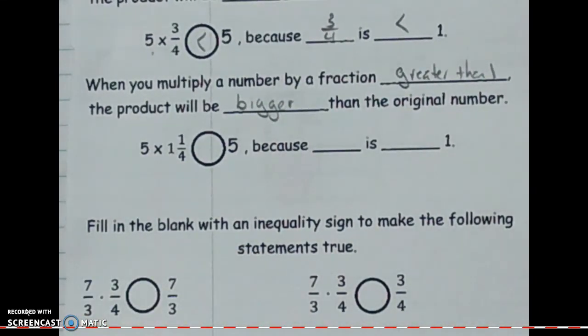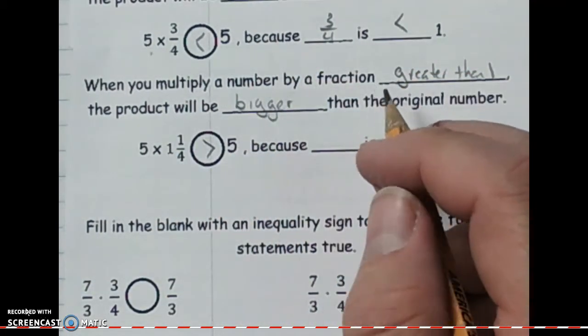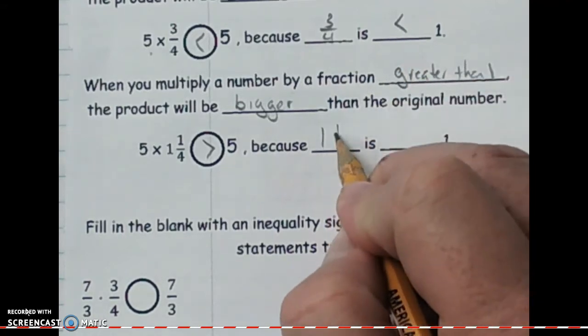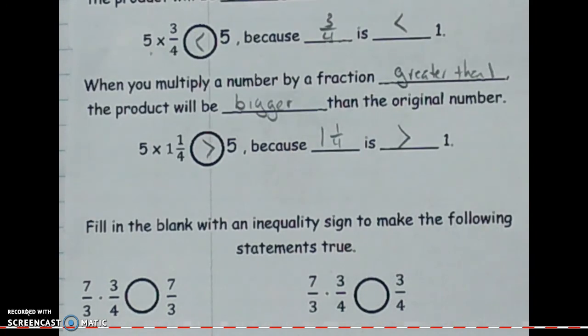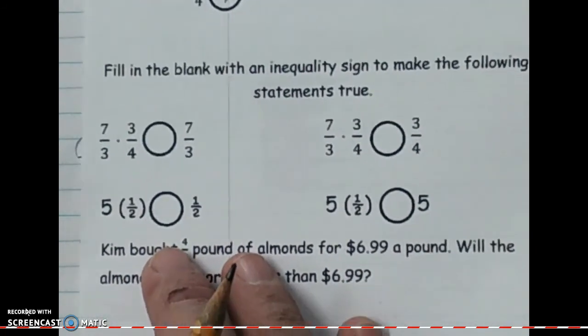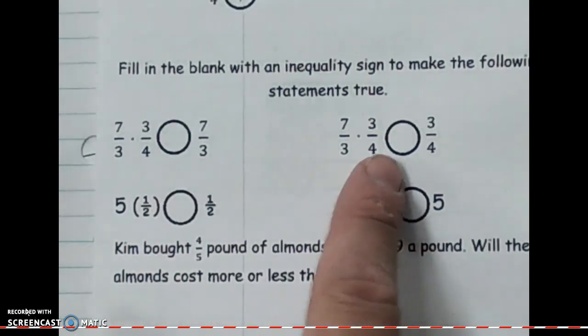So 5 times 1 and 1/4 is greater than, less than, or equal to 5. What do y'all think of the back? Y'all haven't said much. Greater than. Why greater than, Abby? Because 1 and 1/4 is greater than 1. All right? You caught up? Are you sure about that? Okay. All right, so we're going to do some comparisons.